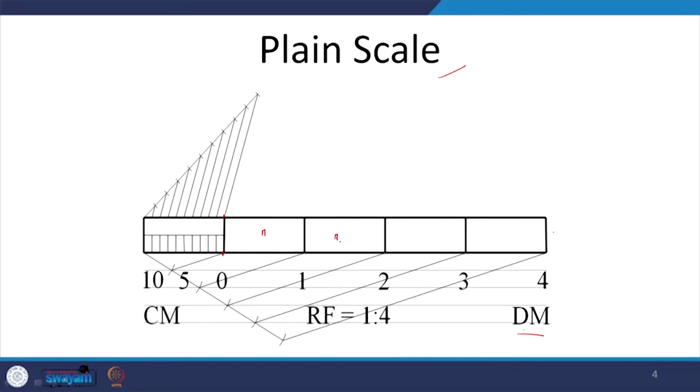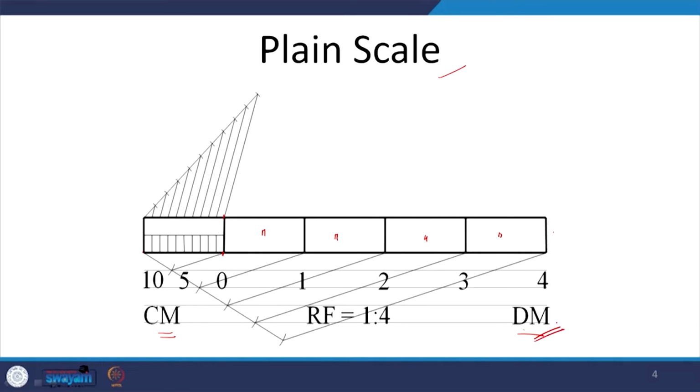So, these are all equal. These are equally spaced lines. Say 4 units this side and 1 unit this side. Instead of writing 1 here, we have written 10, which is the 10th division of this bigger unit.